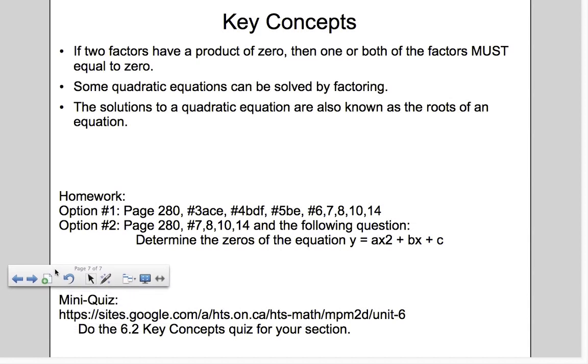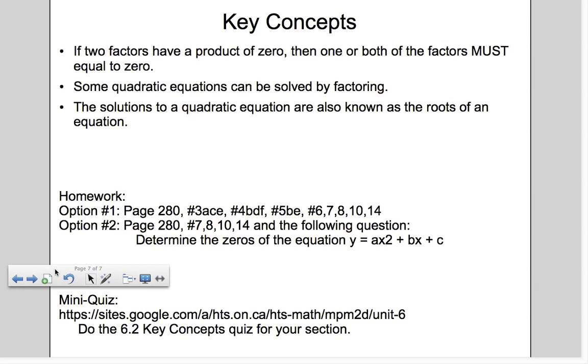So the key concepts. I'm starting to introduce this. So hopefully by the end of this lesson, you've understood that when 2 factors have a product of 0, one of them has to be equal to 0. Actually, that's more of a review of last lesson, right? We see that some quadratics can be solved by factoring, but others can't be solved by factoring with integers. But finally, the last thing I want to hammer home is that solutions to a quadratic equation are also called roots.